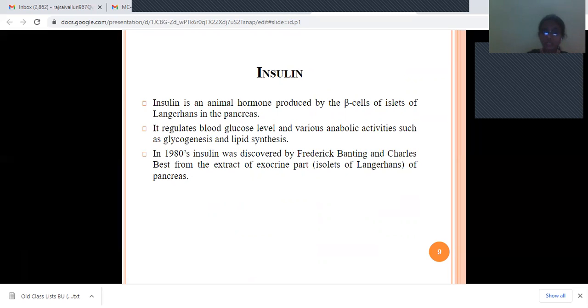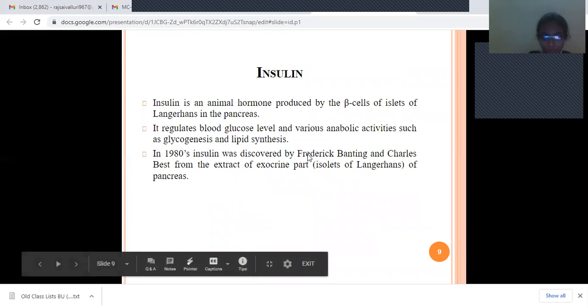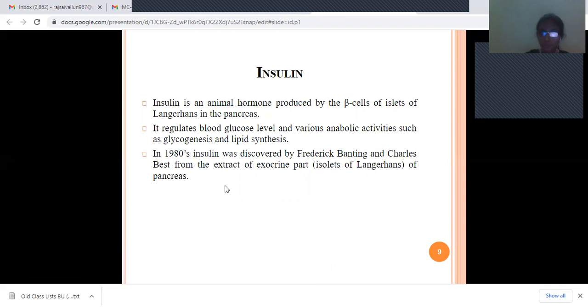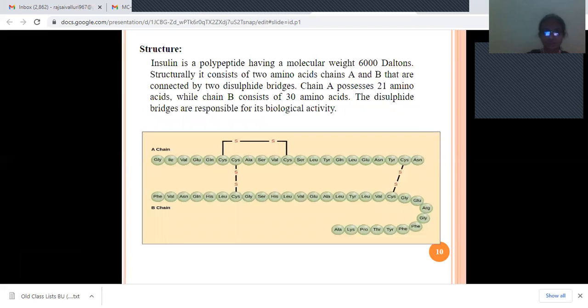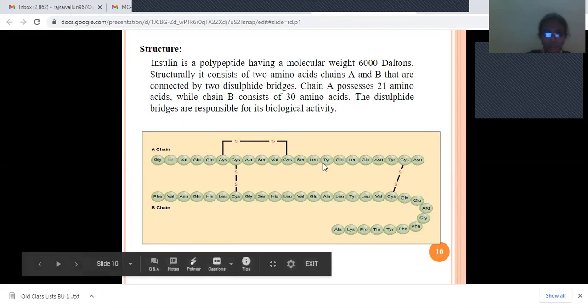Insulin was first discovered by Frederick Banting and Charles Best. See here, these are the two persons who discovered the insulin in the 1920s. So let's see the structure. This is the structure of the insulin.